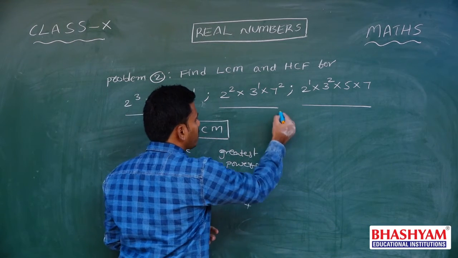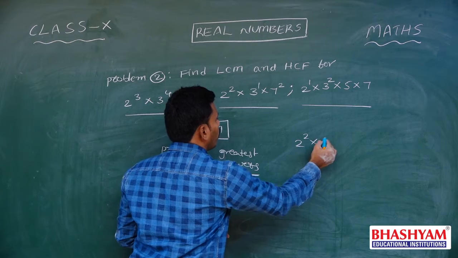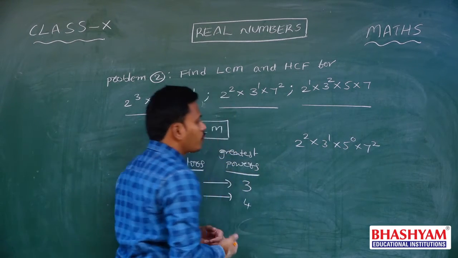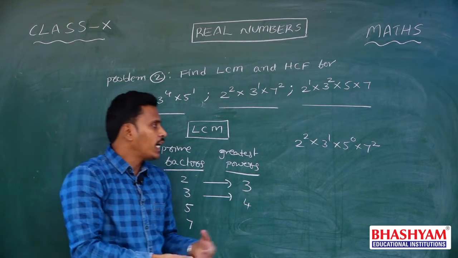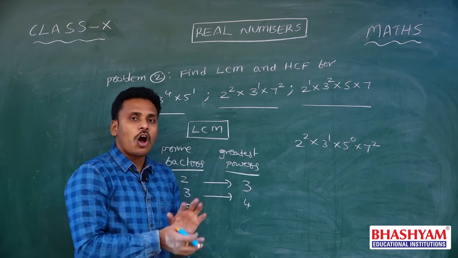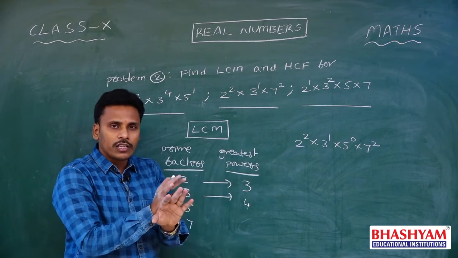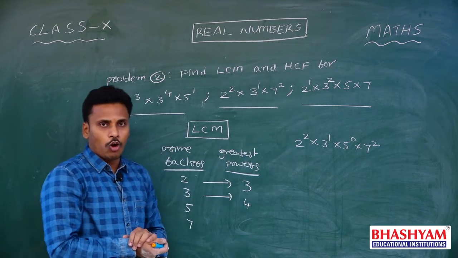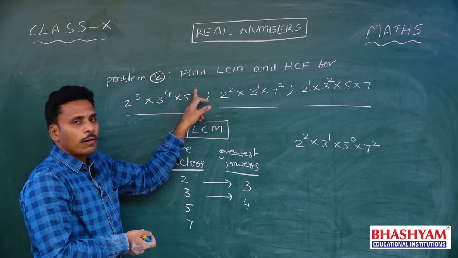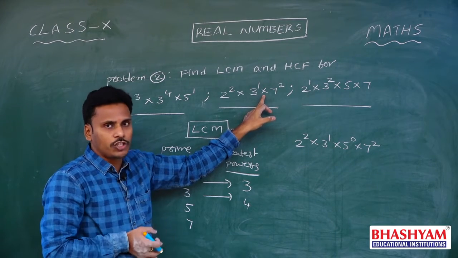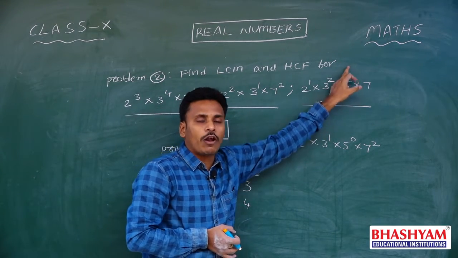If you treat it as 2 square into 3 power 1 into 5 power 0 into 7 square. Since 5 is not involved, you may write it as 5 power 0, in the sense the power of 5 is 0. Or otherwise, since 5 is not involved, just don't think about the power of 5, leave it and move to the next number. No problem, right? In this number, power 1. In this number, no power, or you may say it as 0. In this one, the power of 5 is 1.